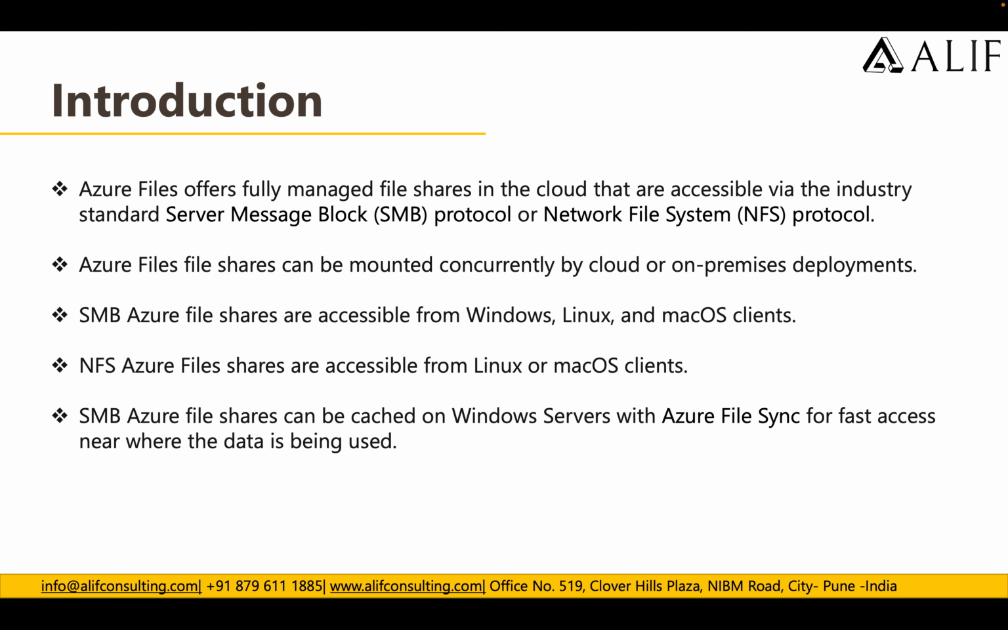So Azure File Share, as we know, is a fully managed service in the cloud that is accessible across the globe over the internet using the SMB and NFS protocols. Azure File Share can be mounted on any system that has internet access. SMB or NFS file shares can be connected on Windows, Linux, and Mac OS. Another thing is that an SMB Azure file share can be cached on a Windows server using file sync for fast access, near where the data is being used.